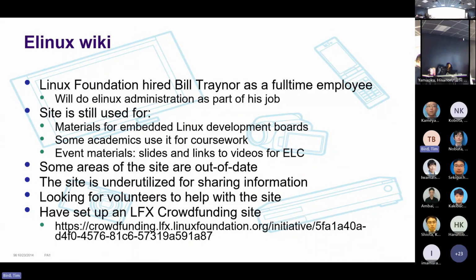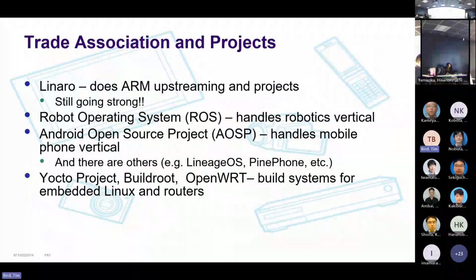We've actually set up a crowdfunding site so that we can fund activities for it. We were planning on funding the administration, but now the Linux Foundation is going to cover that. So we're figuring out what we're going to do with the funding that we have. And then the trade associations and projects.